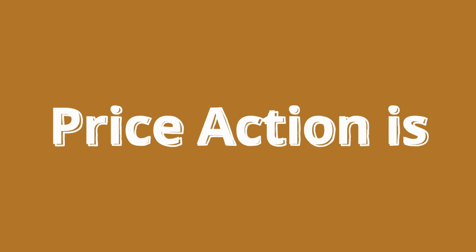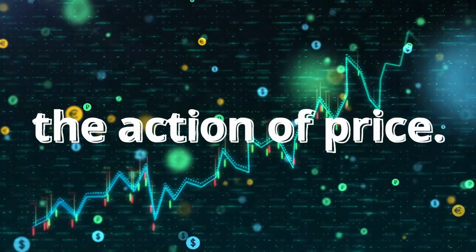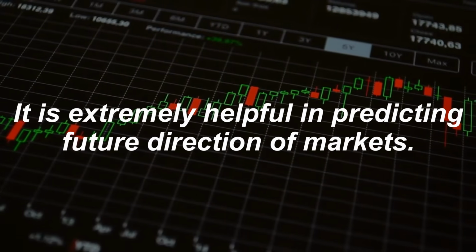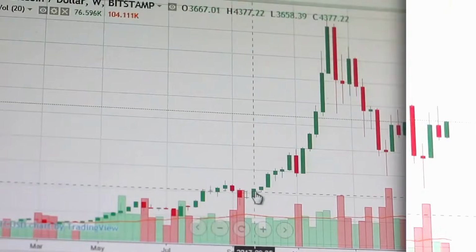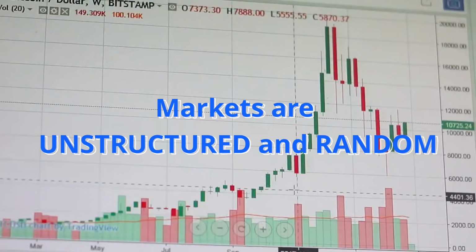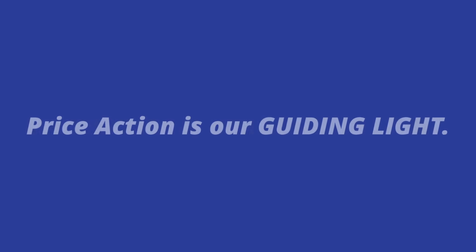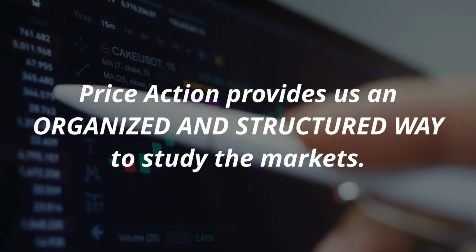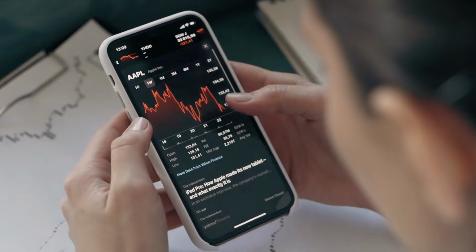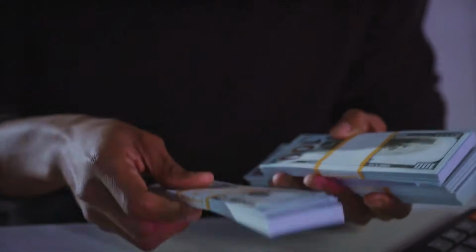Price action means just what it says: the action of price, and it is extremely helpful in predicting the future direction of markets. Markets are unstructured and random. No one really knows what the market will do and when, but price action acts as our guiding light in the market, by providing us with an organized and structured way to study the markets, to make a probabilistic prediction and to make money in trading.